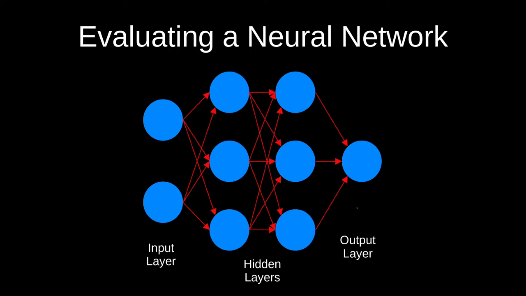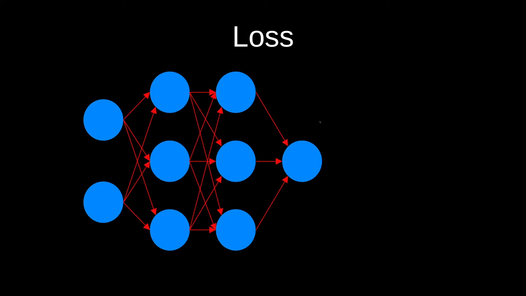If you see somebody talking about hyperparameters, that's what they're referring to. These are the parameters that we give to determine the architecture of the neural network. Okay, so now we've gone over evaluating the neural network.